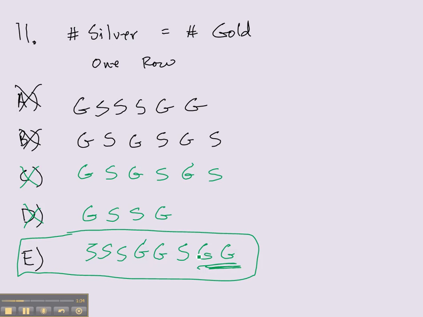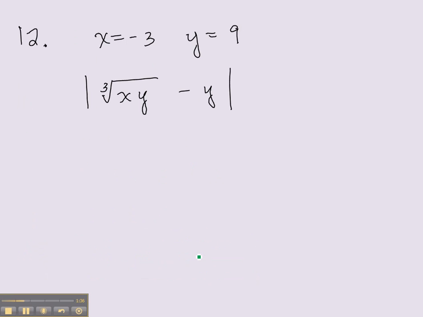Number 12. If x equals -3 and y equals 27, then what is the value of this expression? Well, let's substitute it in. The product of x and y is -27. Now your calculator will perform all of this for you.